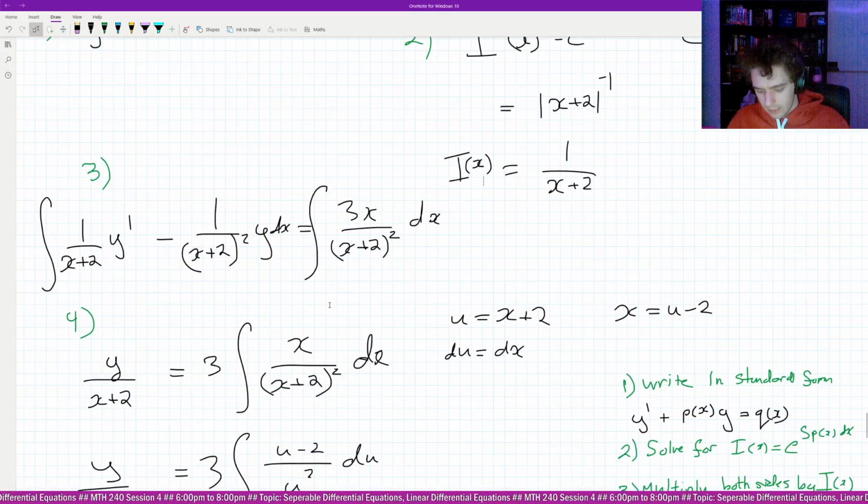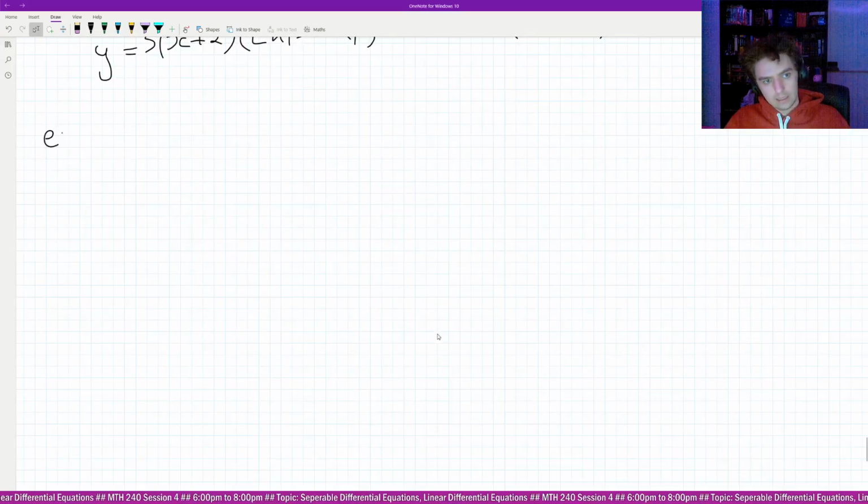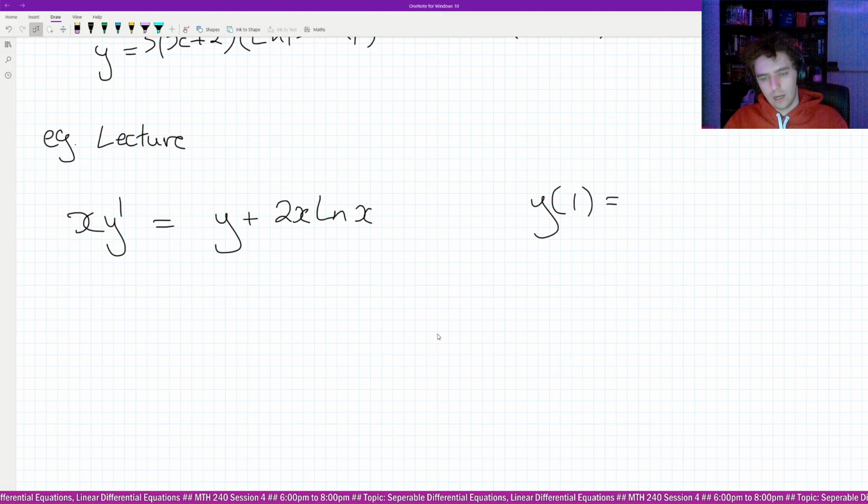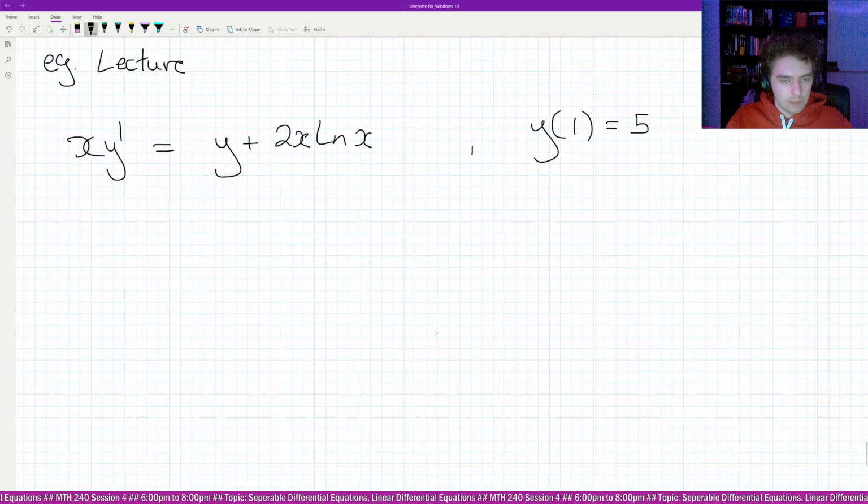Okay, so let's try another one. Let's do an initial value one, hopefully. It's too simple. Okay, this one looks like it takes a second. This one is an example from lecture: x y prime equals y plus 2x ln x, with y of 1 equals 5. That's our initial value. So first step for this one is write everything in standard form.